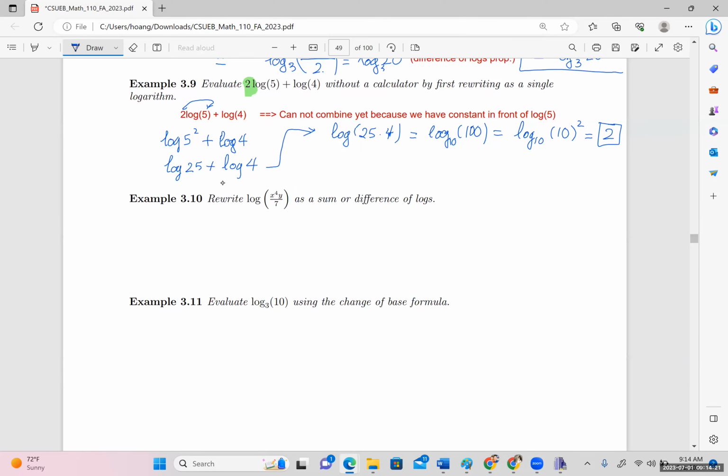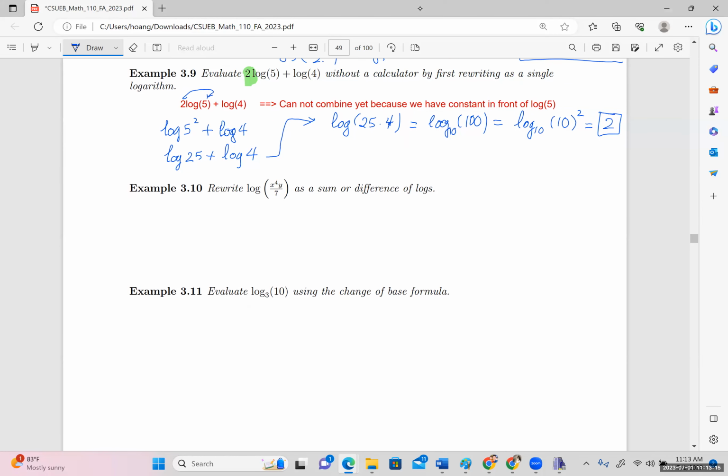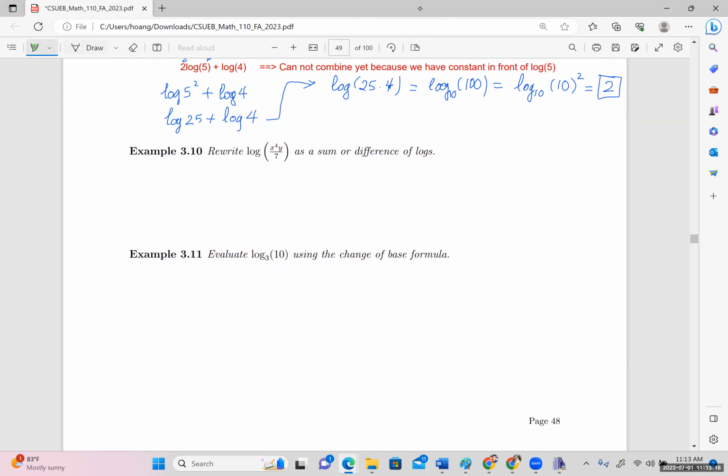Let's move to 3.10. Okay, so when you try to rewrite a log of a combination between a product and a division, right, as a sum or difference of logs, what you're going to do is you should start with the fraction form first, right?